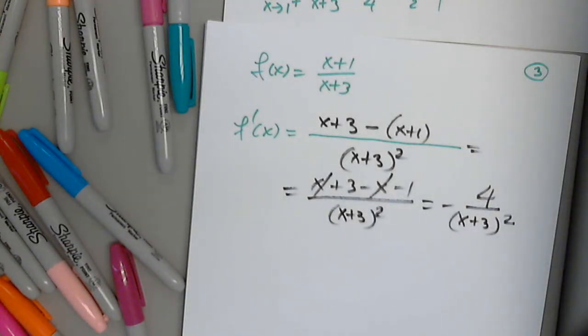Nice and easy. Critical numbers. After I find the derivative, I have to find the critical numbers. So can anyone tell us what the critical numbers are here? They could, yes, Harvey?